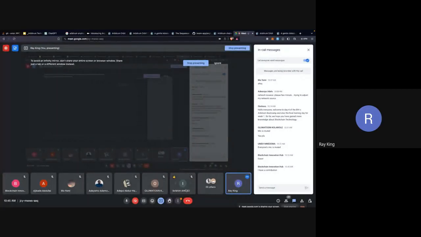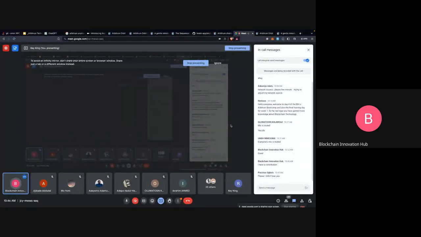I think the network broke. Okay, what I said is that the Arbitrum sequencer is a centralized entity, and it's managed by Offchain Labs. So that's why we have some security assumptions.